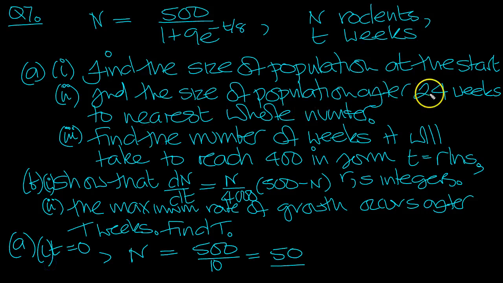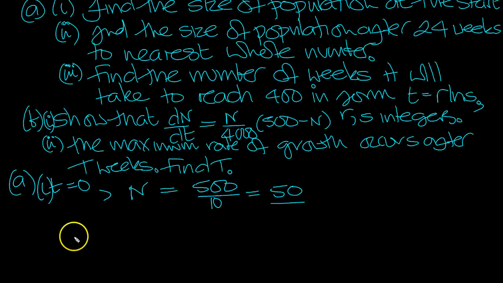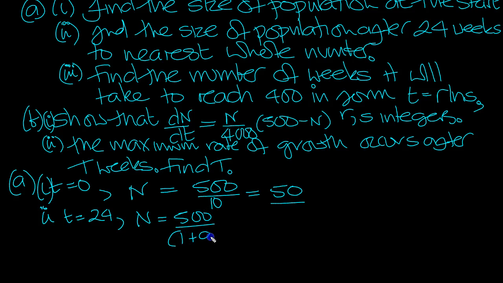T is equal to 24 then. After 24, what does N equal? T equals 24 now. 500 over the 1 plus 9 e to the minus T over 8. 24 over 8 is 3. So it's minus 3, isn't it?